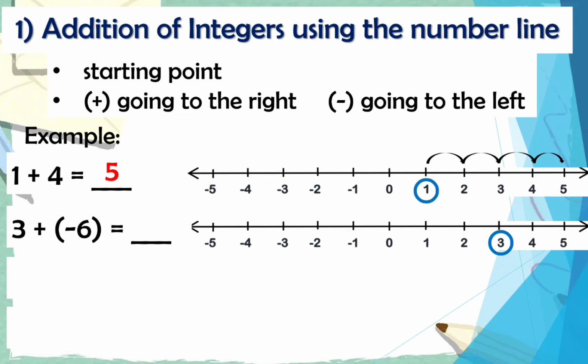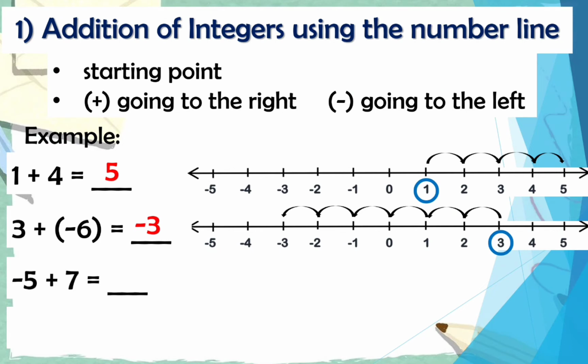So, mag-i-start tayo sa positive 3, punta tayo sa kaliwa ng 6 na beses or 6 na units. So, from positive 3, we have 1, 2, 3, 4, 5, 6. Saan tayo nag-stop na integer? So, we stop at negative 3. Therefore, the answer here is negative 3.